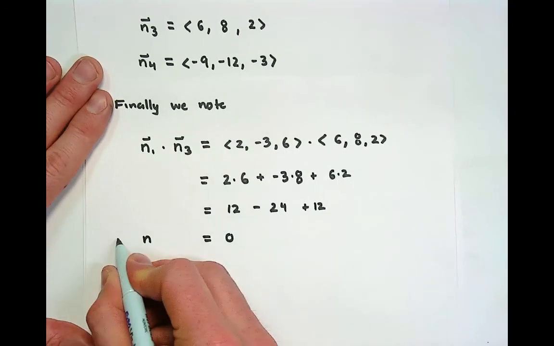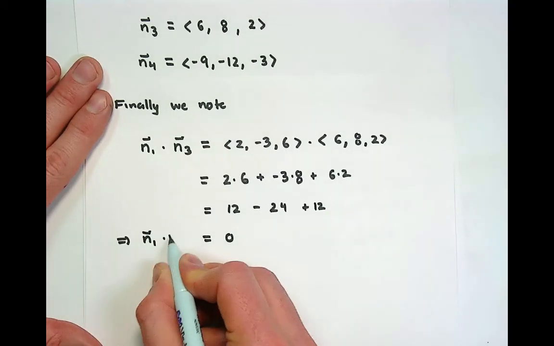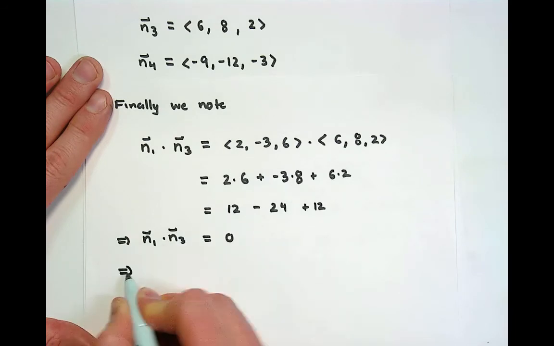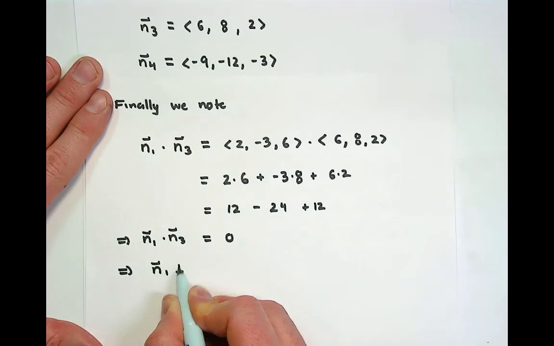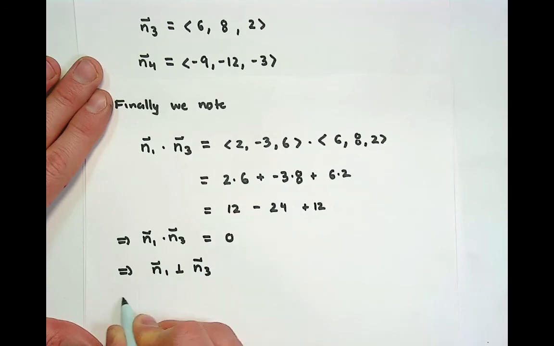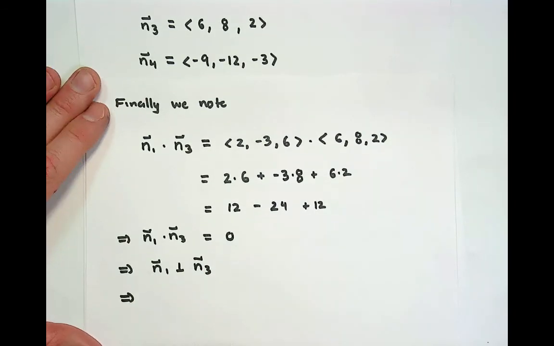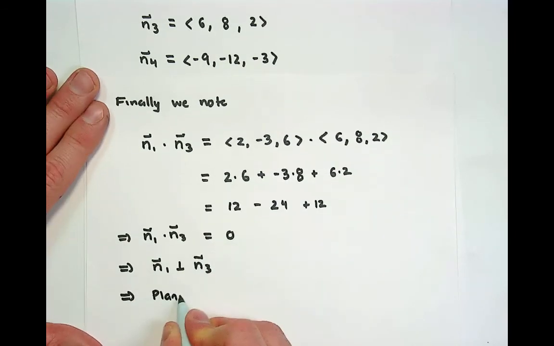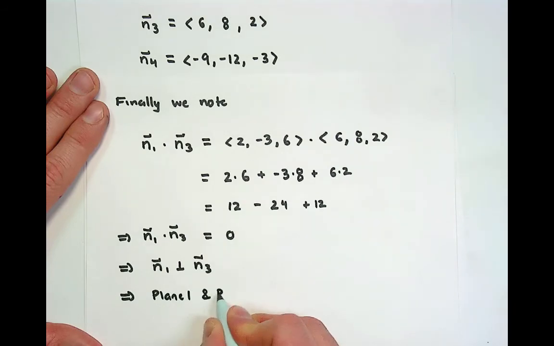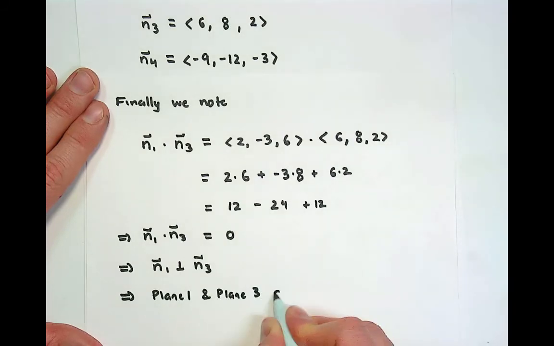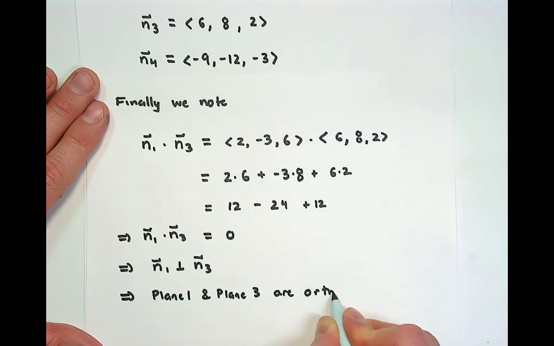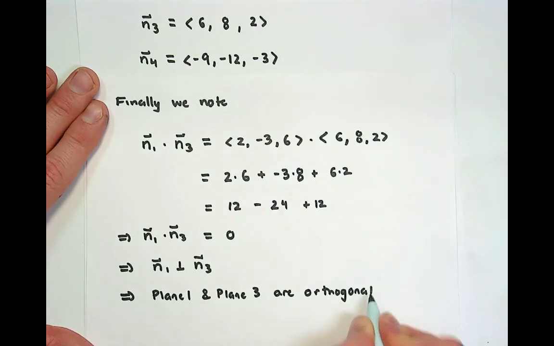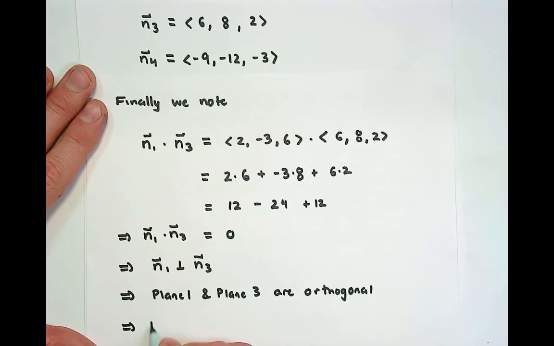The moment that I know the dot product between n1 and n3 is 0, this implies via a theorem that n1 is orthogonal to n3, and the moment that I know that n1 is orthogonal to n3, this means that plane 1 and plane 3 are orthogonal. And I can actually conclude immediately that that also means that plane 1 and plane 4 are orthogonal.